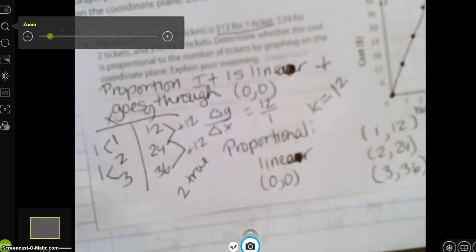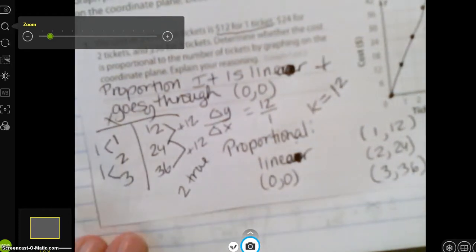So I could actually put in any number of tickets. Like if you said 4 tickets, 12 times 4, that would be 48. That would go there. Okay.